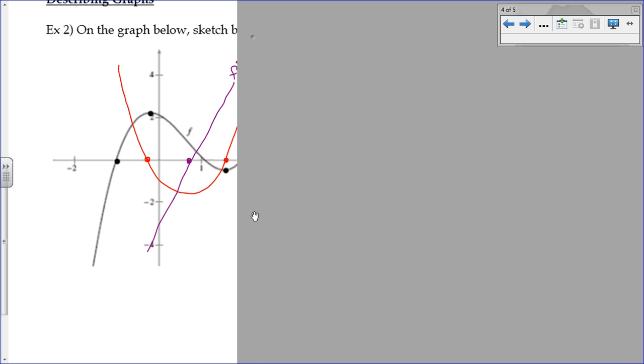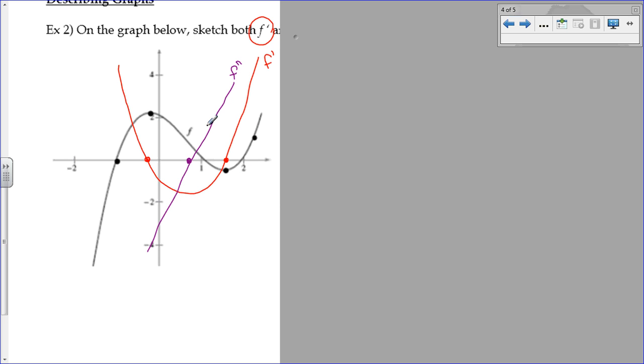All right, so here goes. We should have drawn in f prime and f double prime, and they should look something like this. So when I drew in f prime, I found the horizontal tangents on f and made those zeros of f prime, and then said f increased, then decreased, then increased. So f prime was above, then below, then above the x-axis. f double prime is graphed based on f prime, so when f prime had a horizontal tangent, f double prime had a 0, and f prime went from decreasing to increasing, so f double prime went from negative to positive. All right, so there's that.